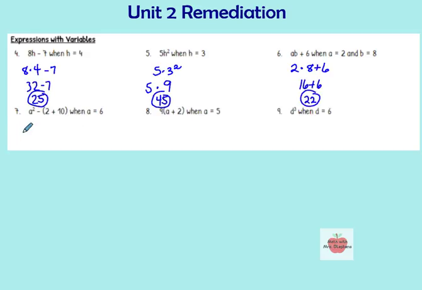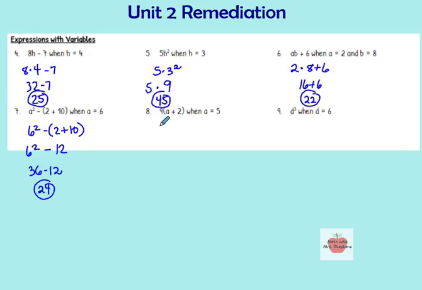Number 7, a squared minus (2 plus 10). A is 6. We need to do what's inside of parentheses first. 2 plus 10 is 12. Now do your exponent. 6 squared is 36. And 36 minus 12 is 24.